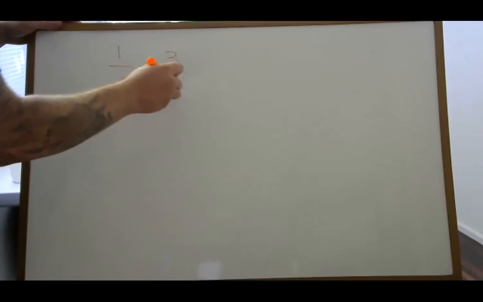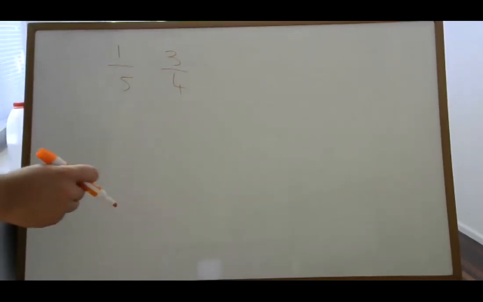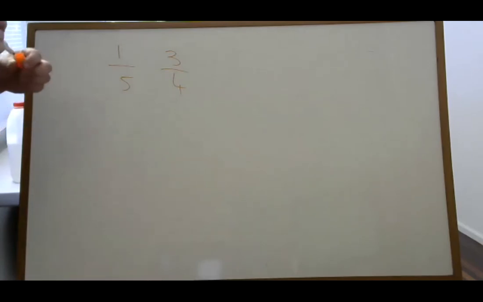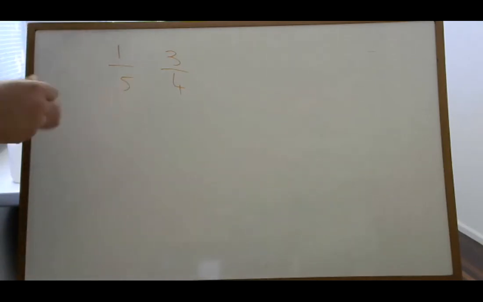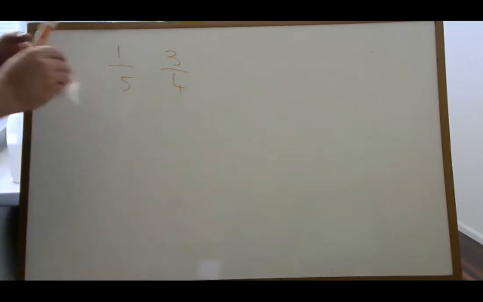What if I have 1 over 5 and 3 over 4? No, they're not, because there's no common denominator between the numbers.